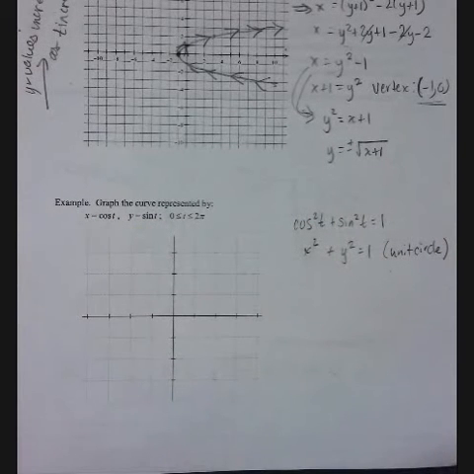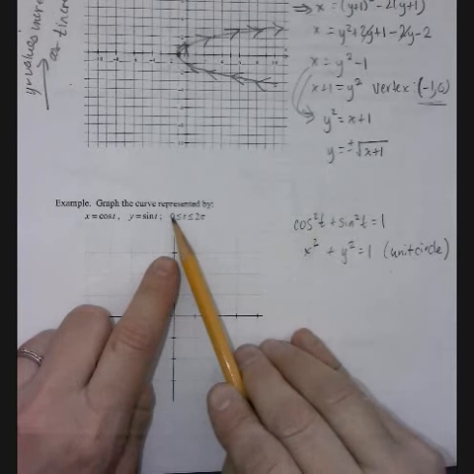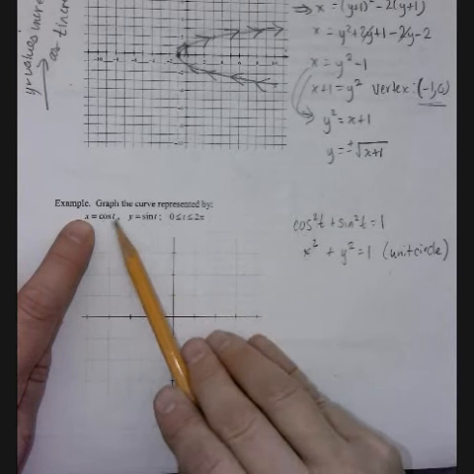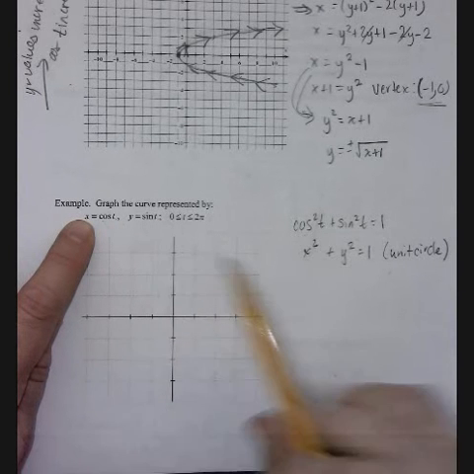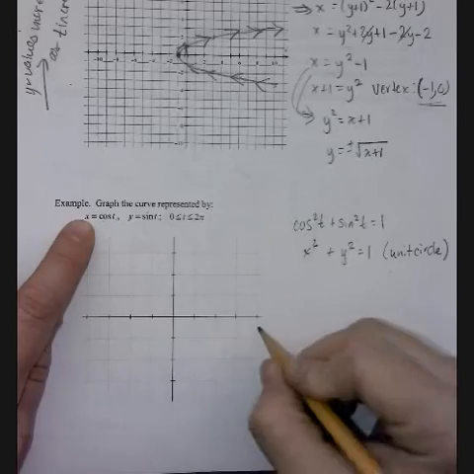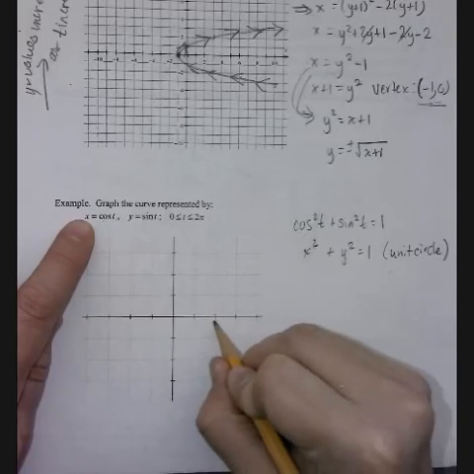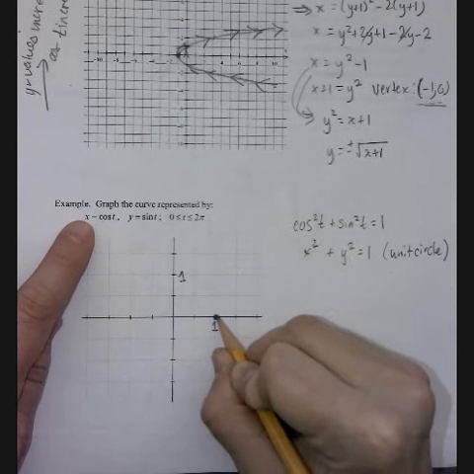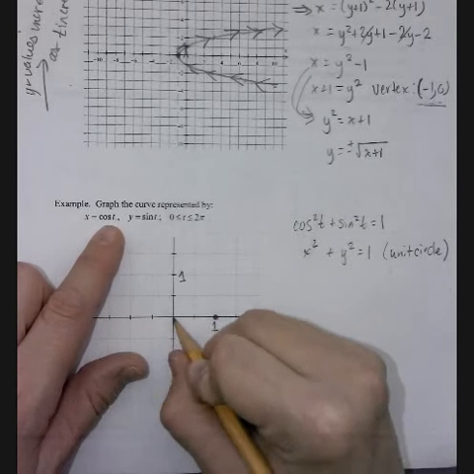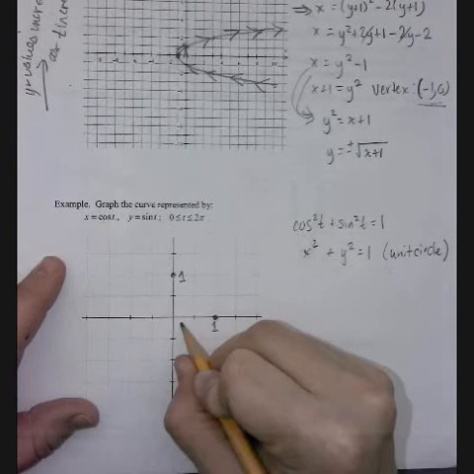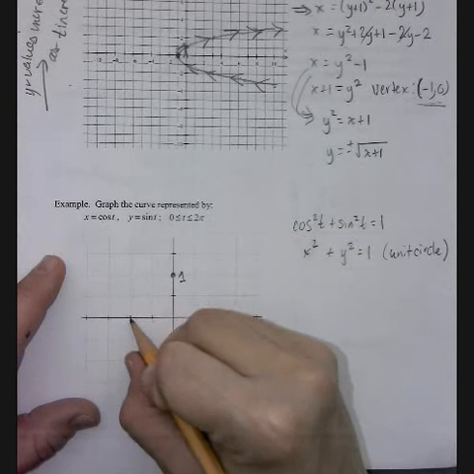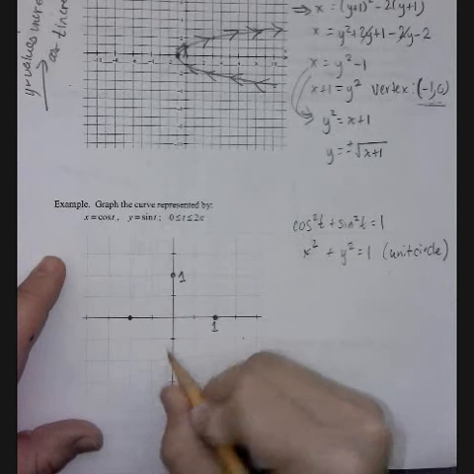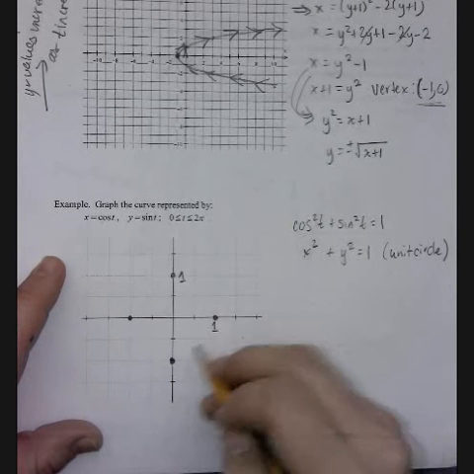And what will happen here, if you think about t going from 0 to 2 pi, you can see where this starts. Cosine of 0 is 1, sine of 0 is 0. We'll make this 1 unit. So the first point is here. Then t goes to pi over 2, cosine will be 0, sine will be 1. And then at pi, cosine is -1, sine is 0. At 3 pi over 2, we'll get cosine is 0, sine is -1. And then back to 2 pi, you're back to the initial point.